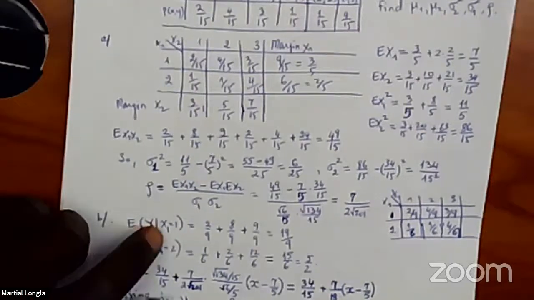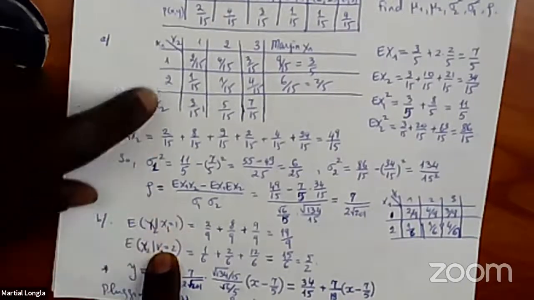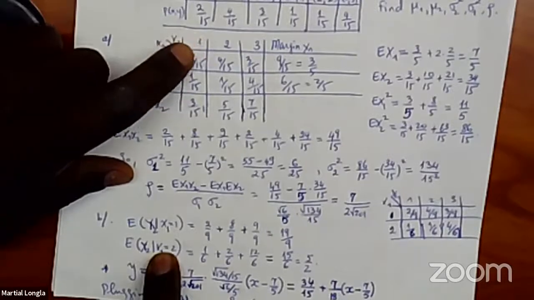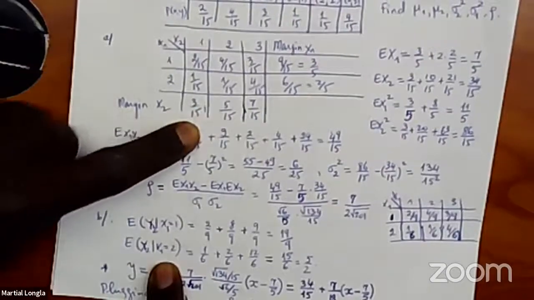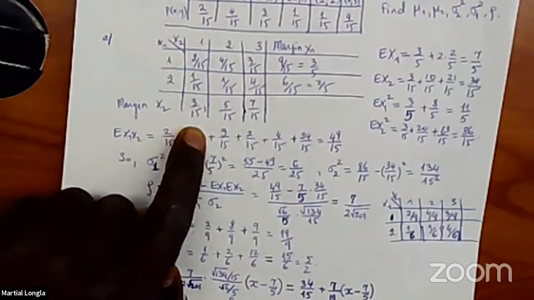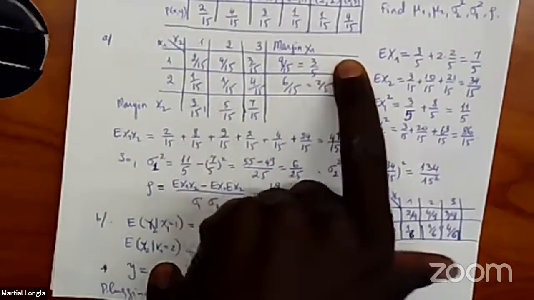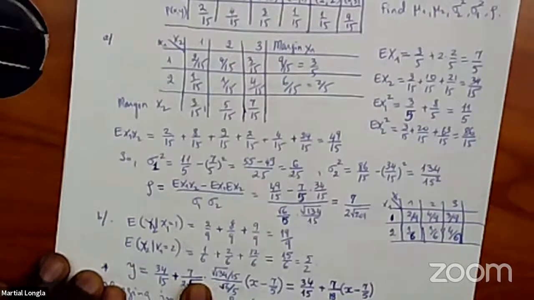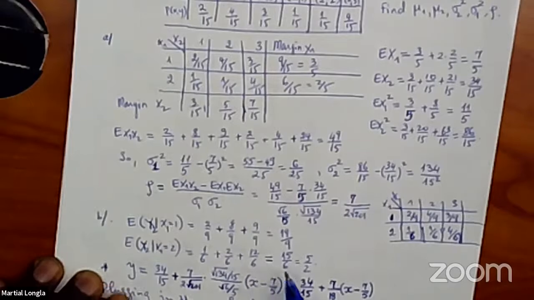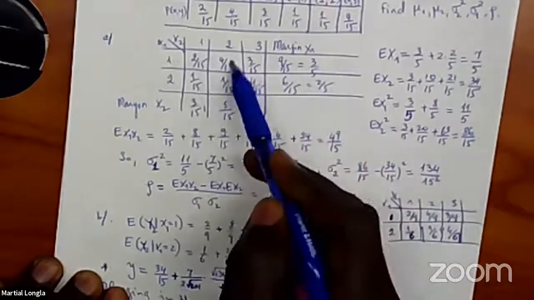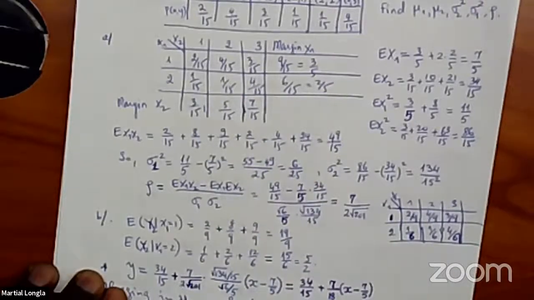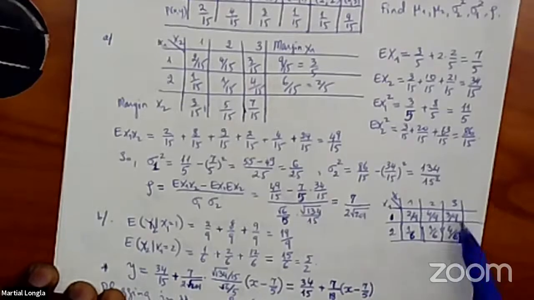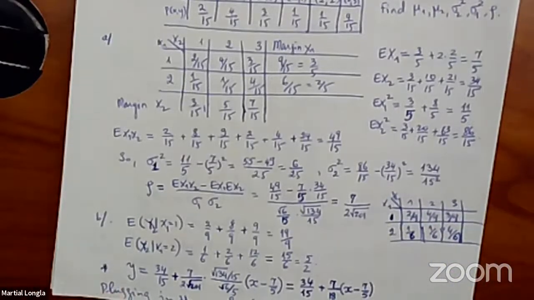How? It's given x1, right? So I go to this table, given x1, so I'm going to divide each of the numbers in here by the corresponding entry of x1, not x2. So the corresponding entry of x1, which in this case is 3/5. So you divide this by that, this by that, and so on. And you have the conditional distribution of x2 given x1, which is what we have in the table.